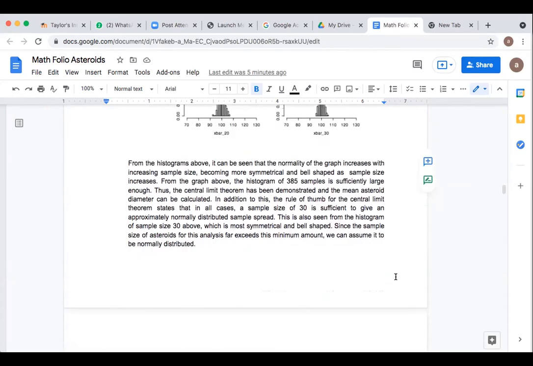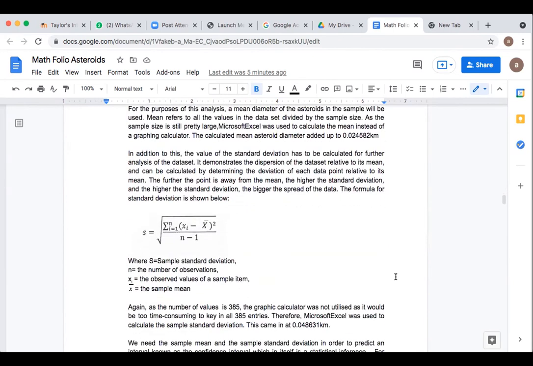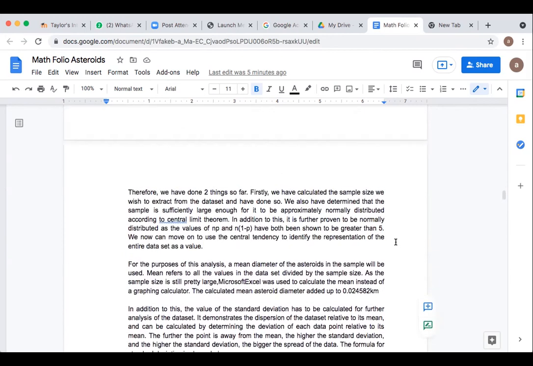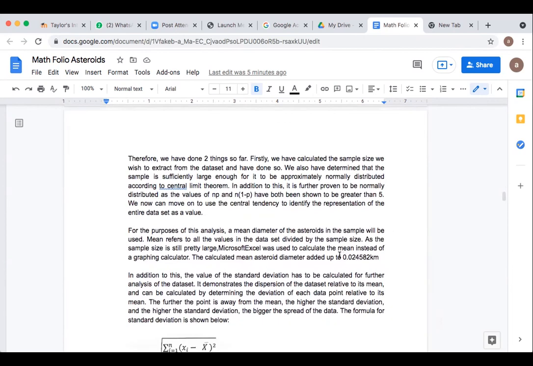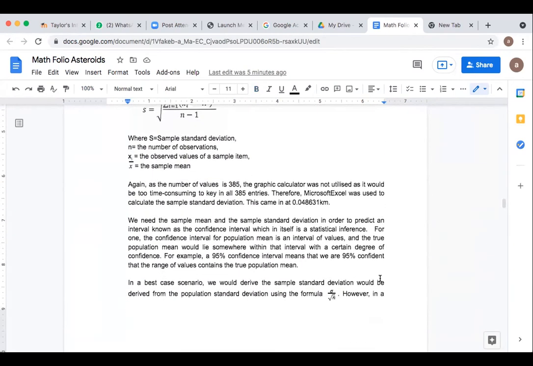Okay, so now that we have the sample size, we can start calculating the sample mean and sample standard deviation. Because the sample size is still very big, 385, it is not viable to use the graphing calculator to type in one by one. So instead, Excel was used to calculate the sample mean, which was calculated to be 0.024582 kilometers, and the standard deviation is this.